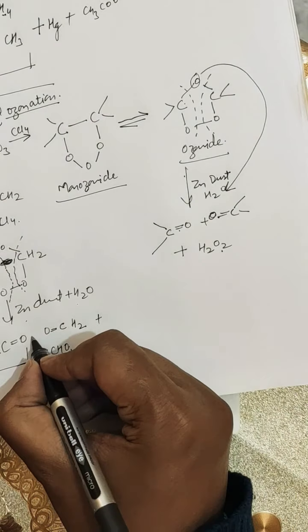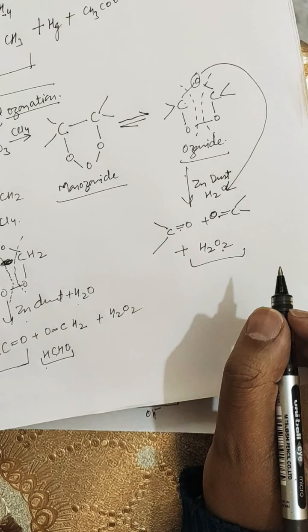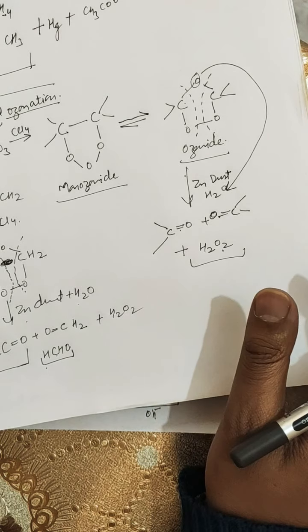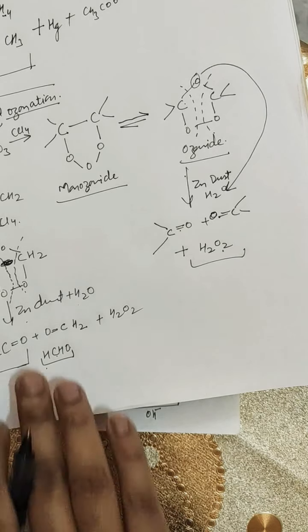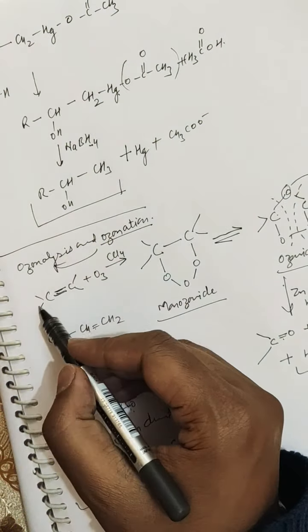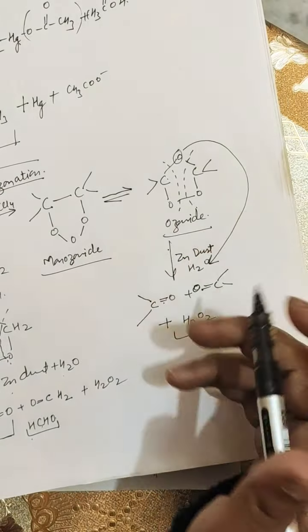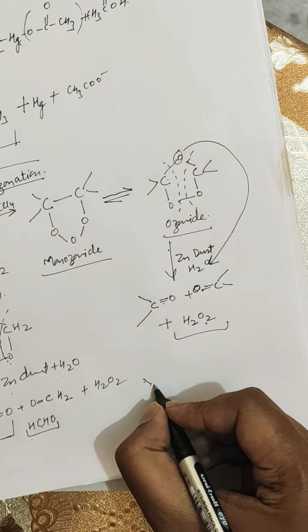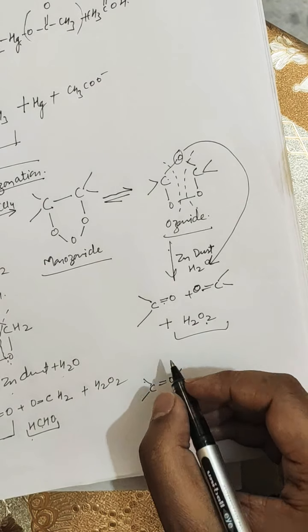And furthermore, one more product is formed here, that is hydrogen peroxide. So you can write the name of any number of products, or you can write the mechanism for any number of products. You have to just focus on this double bond, because basically this double bond is where you start in the case of ozonolysis.